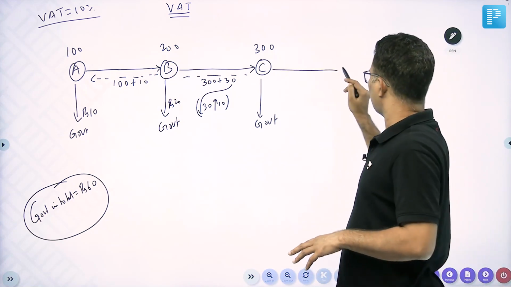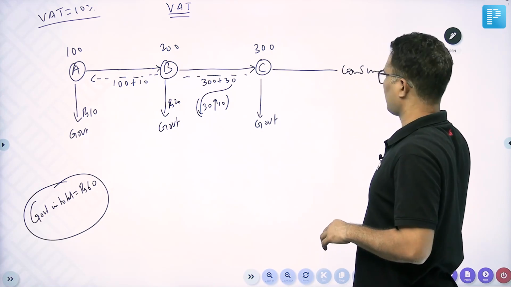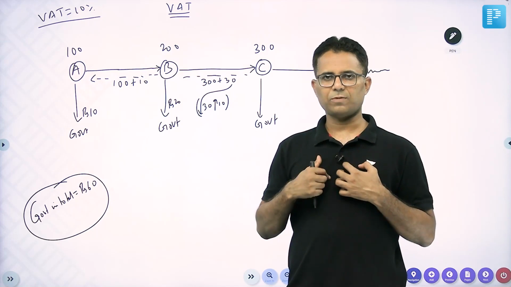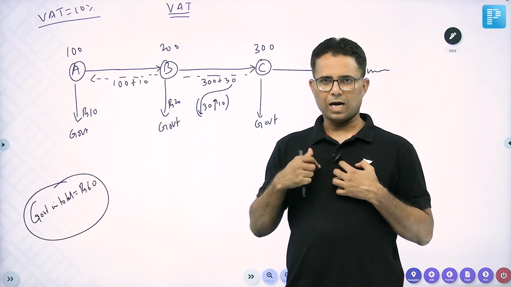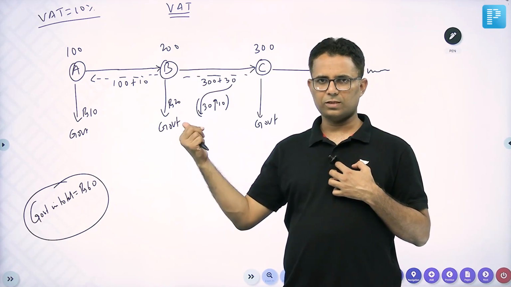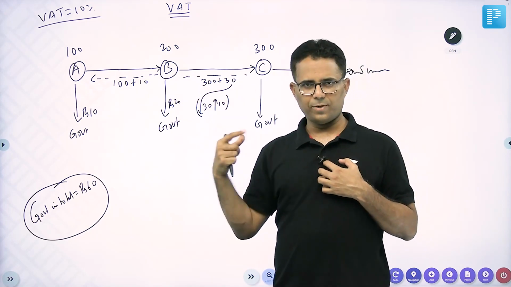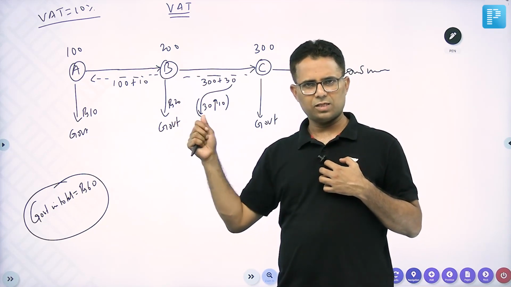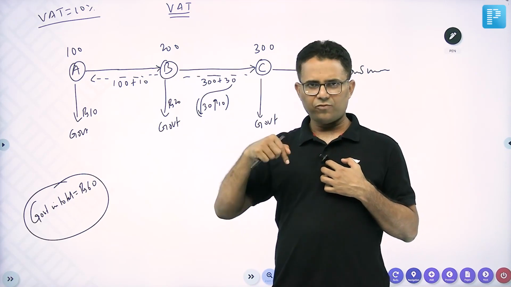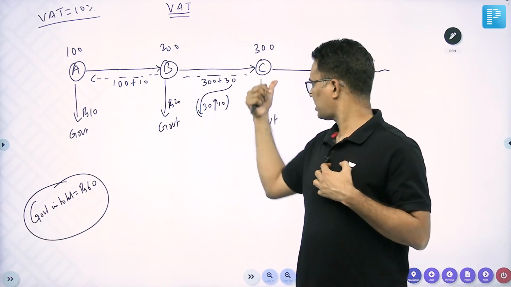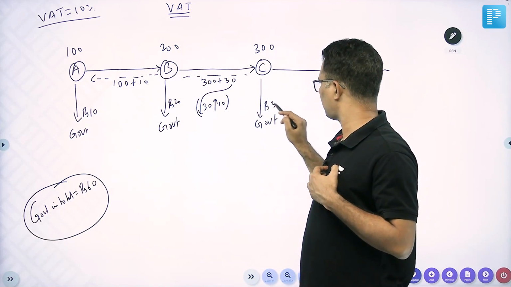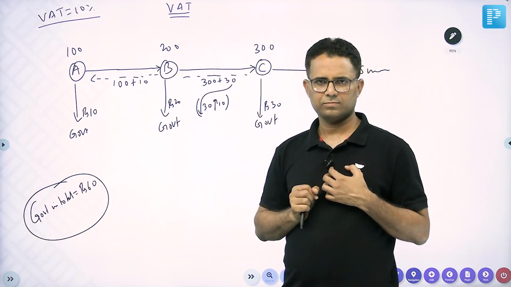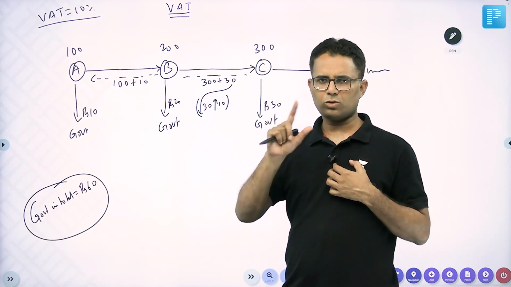Now C. Let's say this is consumer. Now suppose I am C. I am the supplier C. Listen carefully. I have already paid 30 rupees tax, 300 plus 30. I have already paid 300 plus 30 rupees tax. I have to still pay 30 rupees tax. So in total 60 tax.